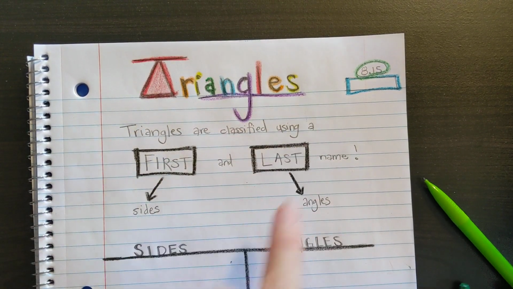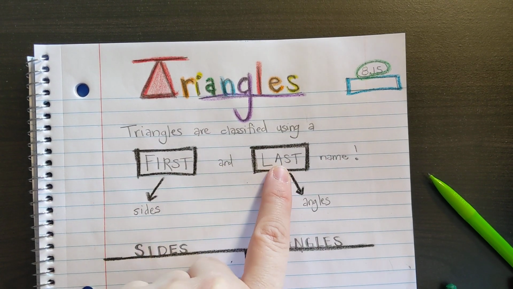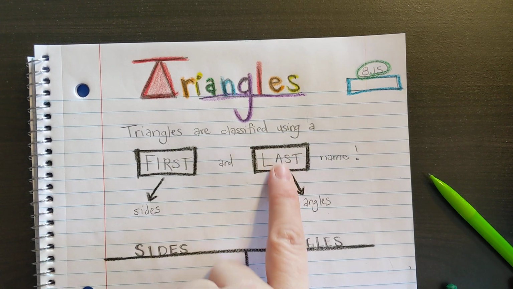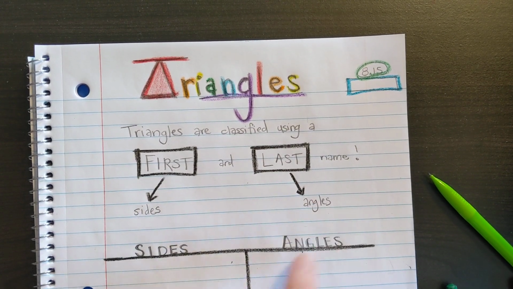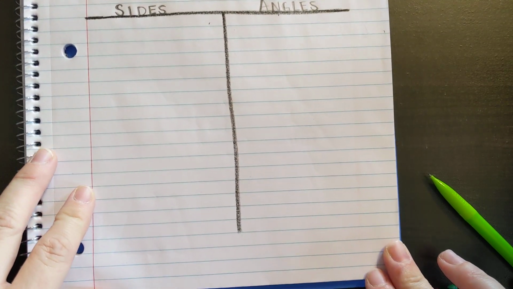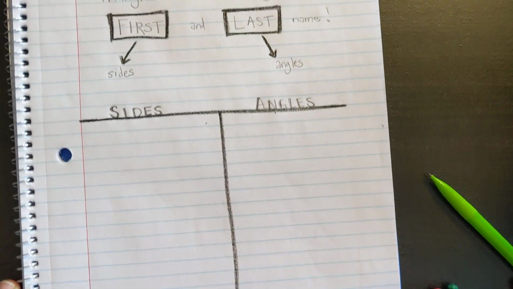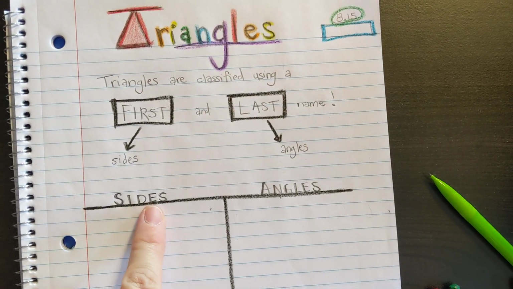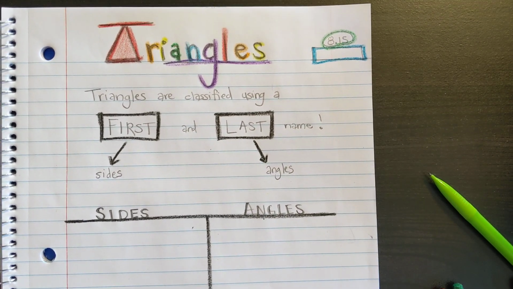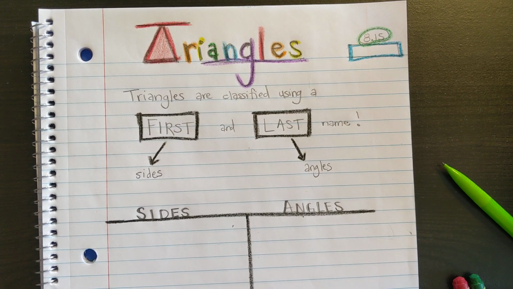At the top I have triangles, and it says triangles are classified using a first and last name. The first name is by its sides, the last name is by its angles. So then you need to make this T-chart that goes almost all the way down to the end of your journal, but leave a couple lines at the bottom. And you can outline that T-chart in black and label it sides and angles. So again, go ahead and spend some time setting up your journal and push pause on the video and continue it once you have it looking like mine.